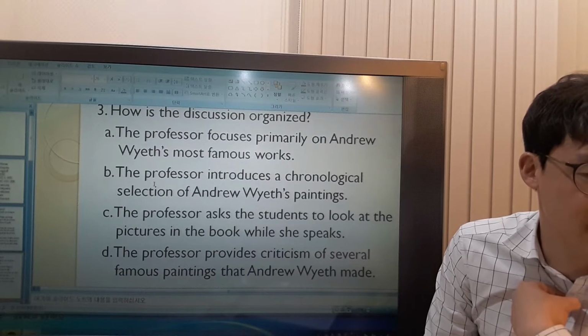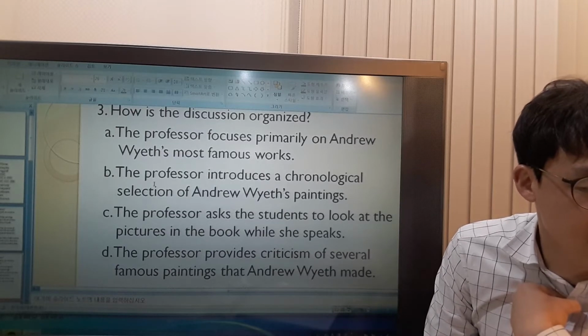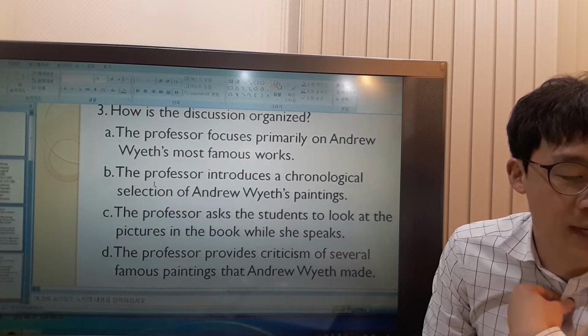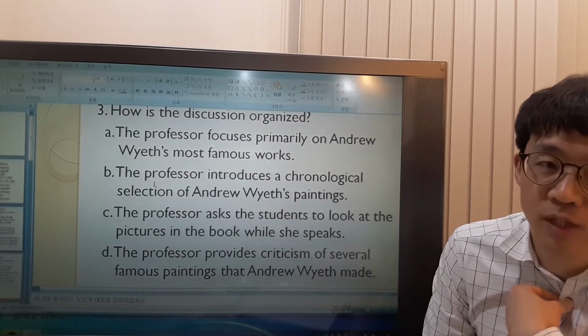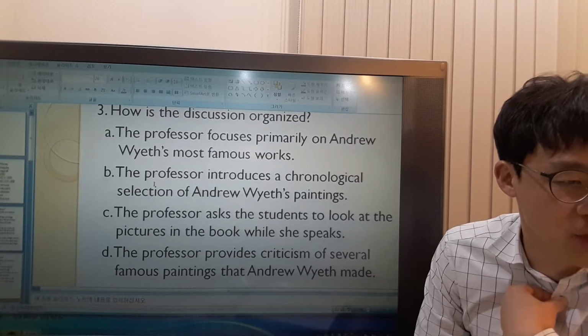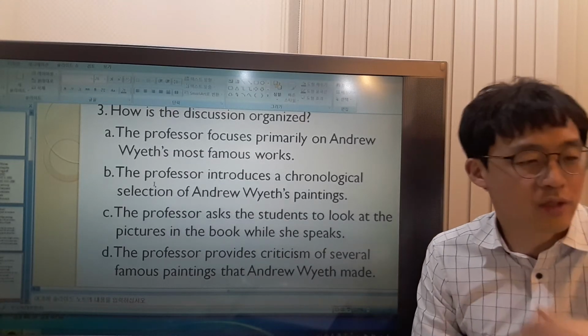B, the professor introduces a chronological selection of Andrew Wyeth's paintings. Chronological, what does that mean? Chronological means by the order of time, okay? So this is not the answer. C, the professor asks the students to look at the pictures in the book while she speaks. This is not it, right?